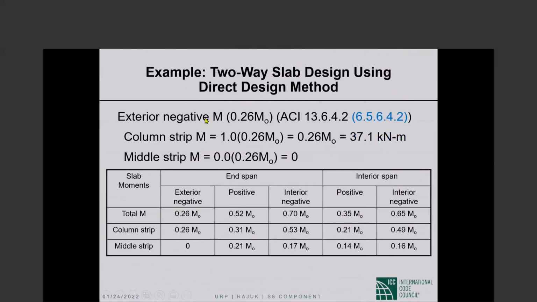Now the exterior negative moment. Exterior negative moment, remember, is 26% of M sub 0. This is a situation where, as we discussed, it's 100%, 0% distribution, 100% going to the column strip, 0% to the middle strip. So the column strip gets all of the 26% of M sub 0, which is 37.1 kilonewton meters, and the middle strip gets 0. Anyway, this table you have seen.